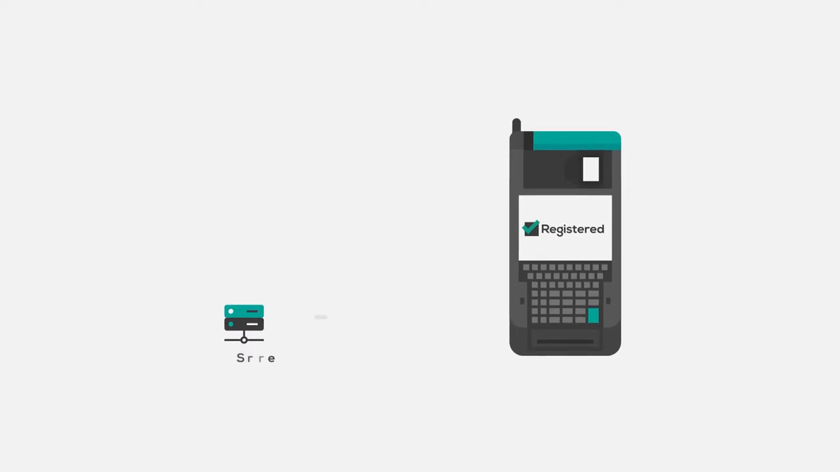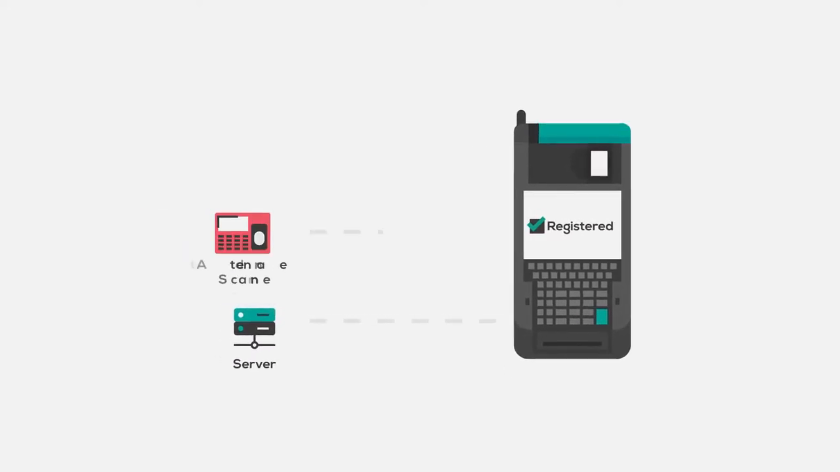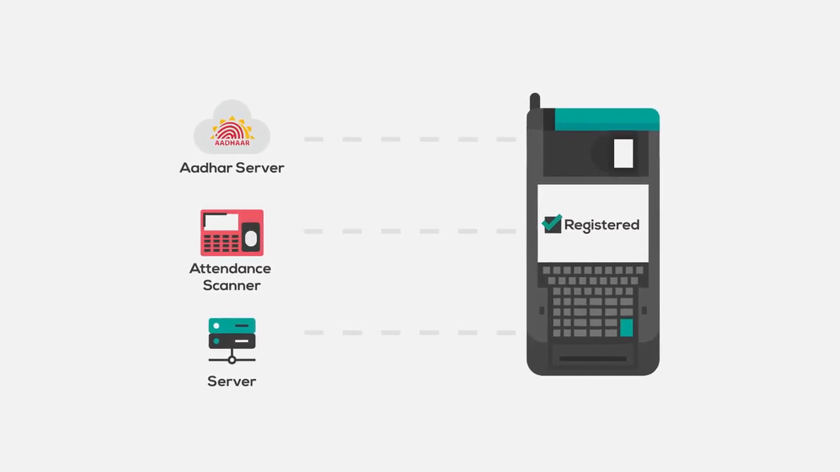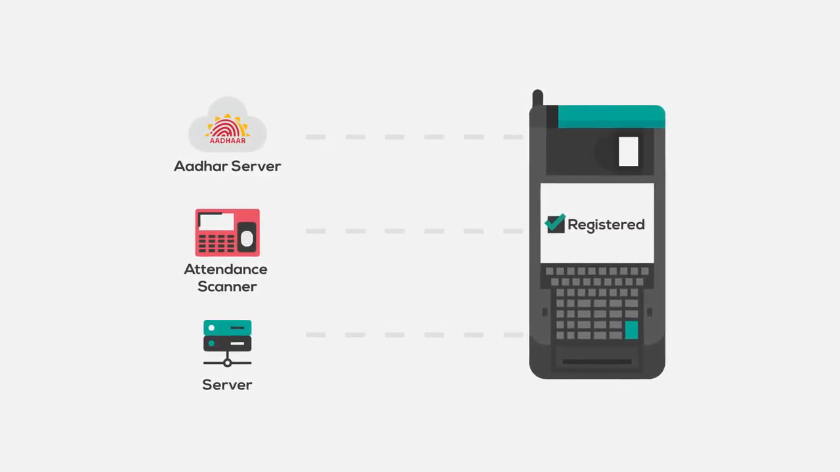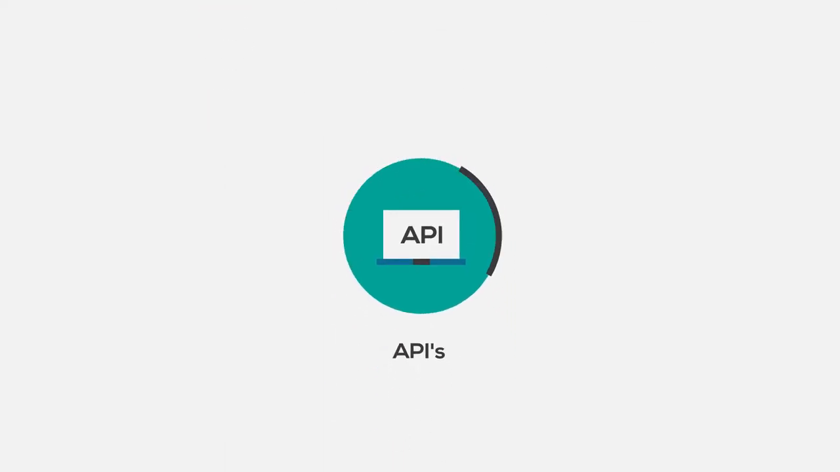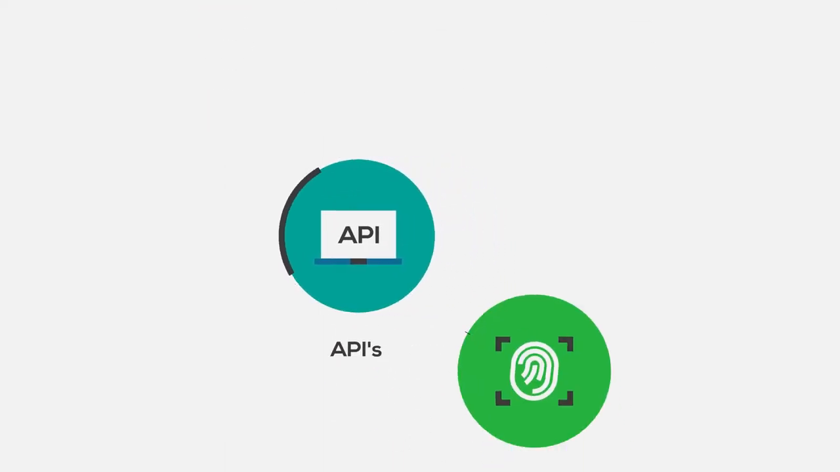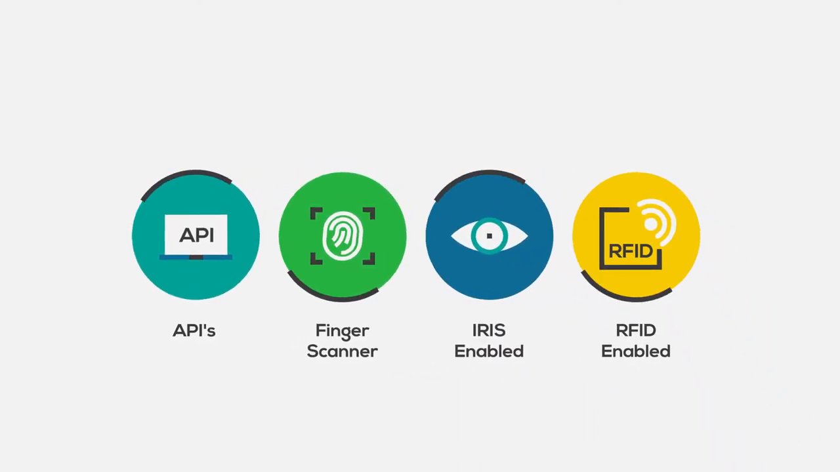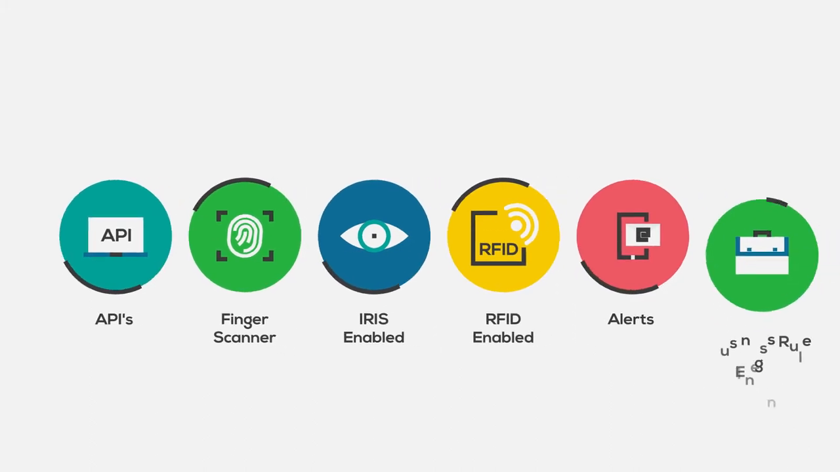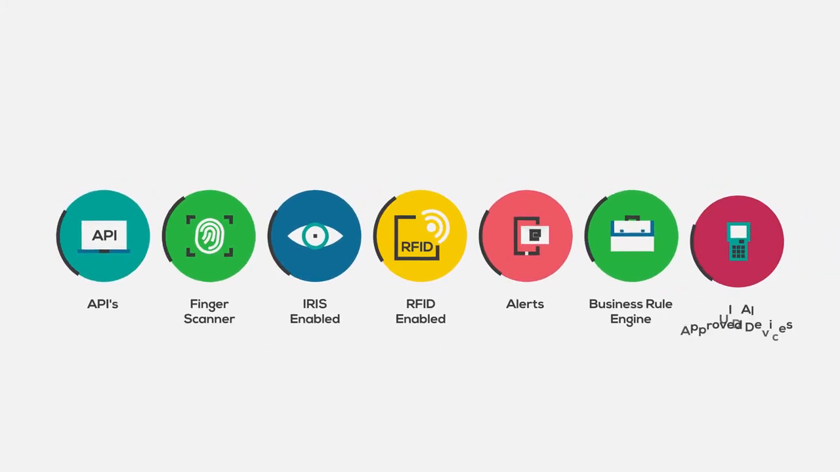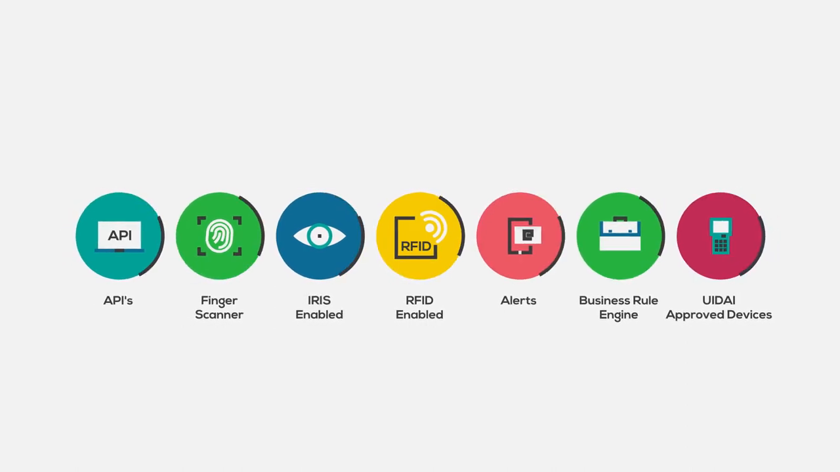Synzap offers attendance terminal and connectivity, time and attendance solution, and Aadhar authentication all put together in a single product. Synzap key highlights include APIs that can be directly integrated to CRMs and other service delivery and business applications, iris and RFID enabled, alerts, business rule engine that is customizable for every organization, integrated with all UIDAI approved devices.